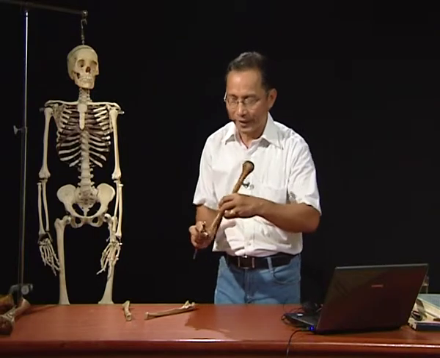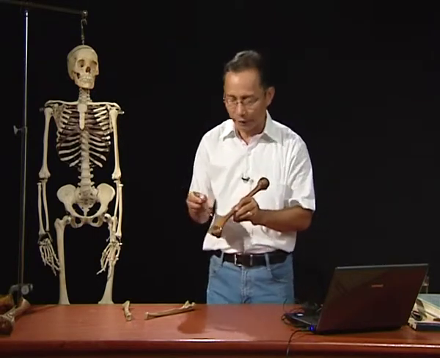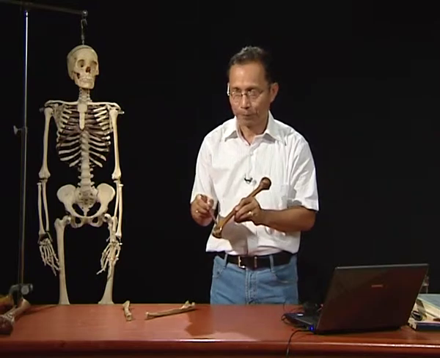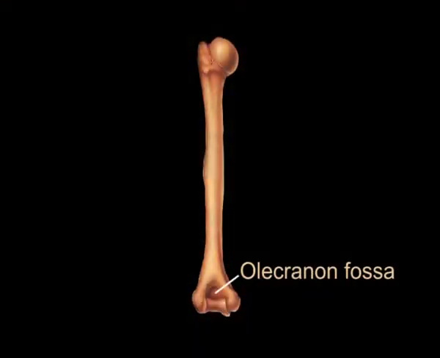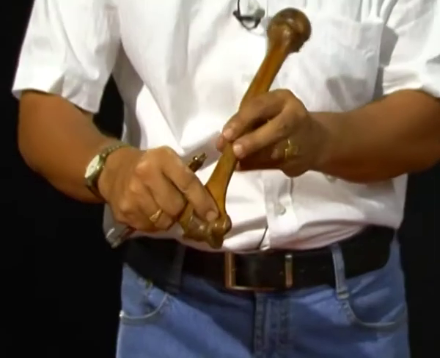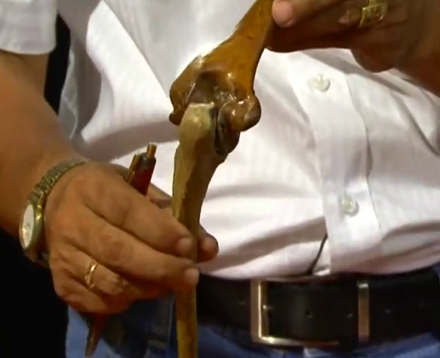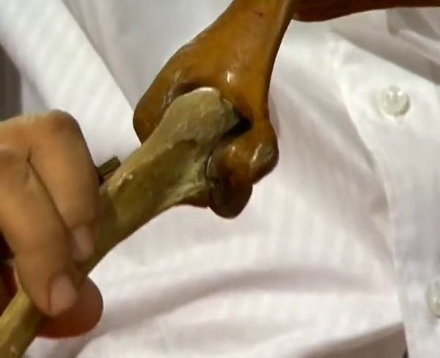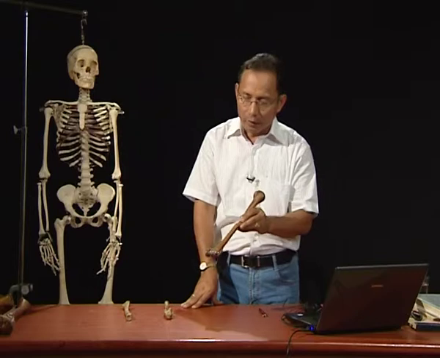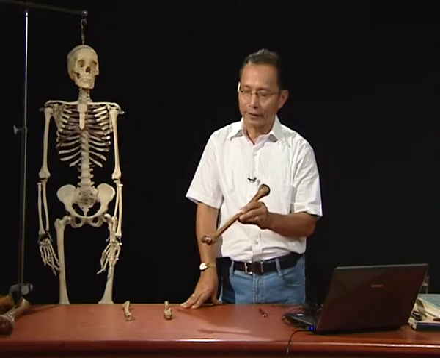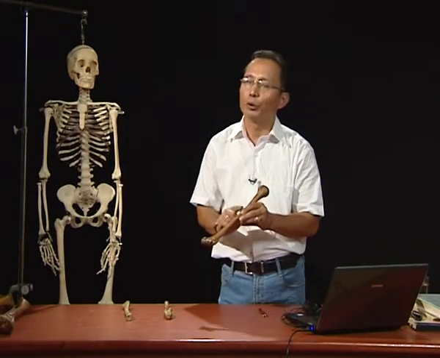Well, on the back side, on the posterior side, there is a big fossa. This is olecranon fossa. This part is to receive the olecranon process. Now we have completed the description of humerus bone.